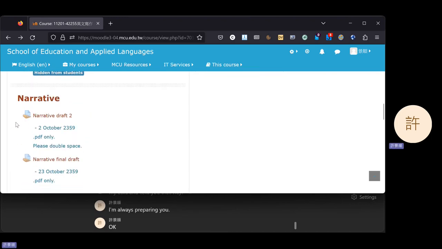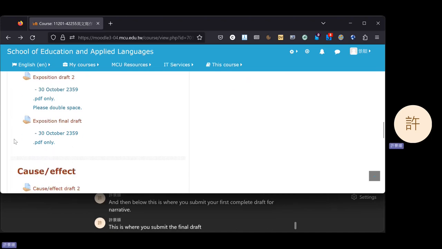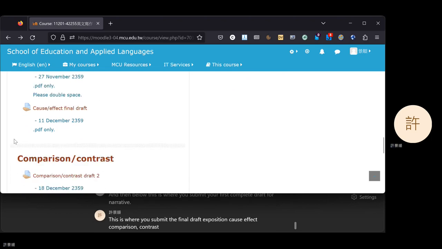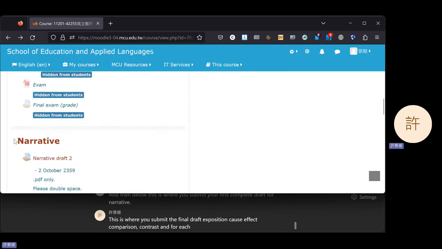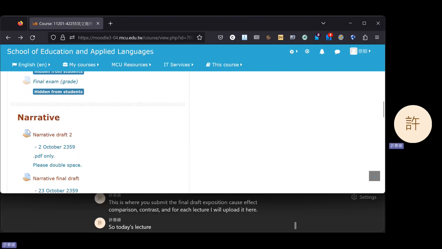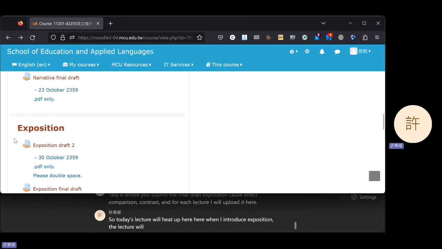Okay, and then below, this is where you submit your first complete draft for narrative. This is where you submit the final draft: exposition, cause effect, comparison contrast. And for each lecture, I will upload it here. So today's lecture will appear here. When I introduce exposition, the lecture will appear here. And so on.